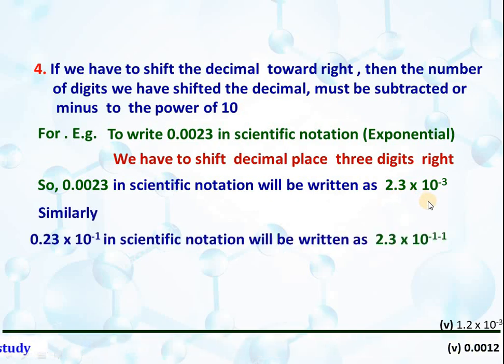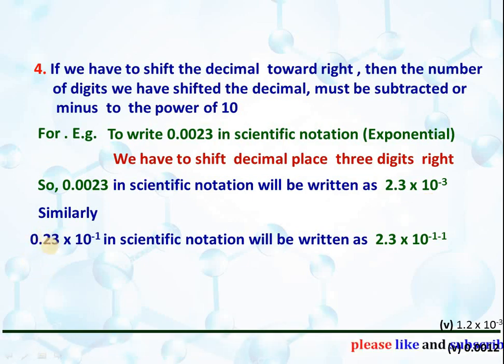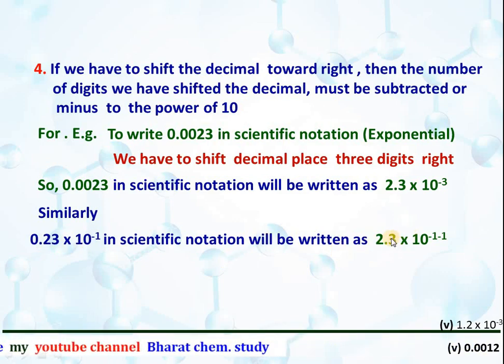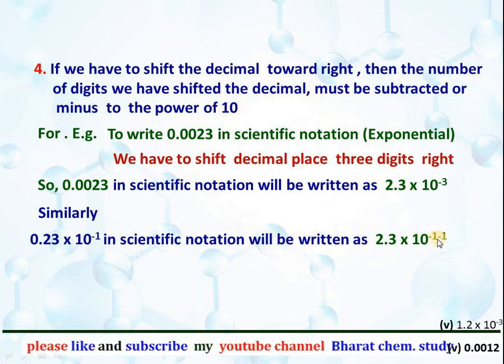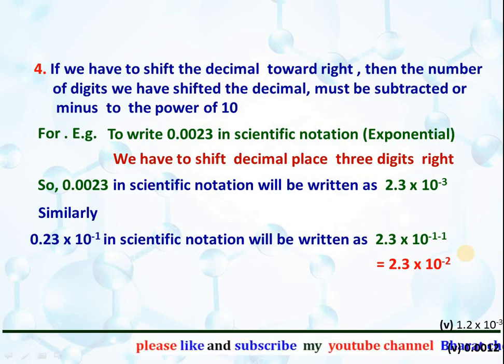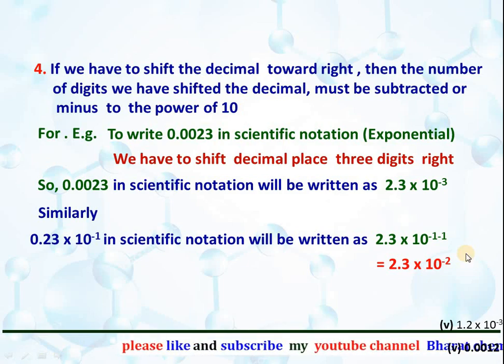Similarly, 0.23 into 10 to the power minus 1 in scientific notation will be written as, here again we have to shift the decimal 1 digit right, so the number of digits must be subtracted from the power of 10. So it becomes 2.3 into 10 to the power minus 1. We are subtracting 1 because we are shifting the decimal towards the right by 1 digit, and the answer becomes 2.3 into 10 to the power minus 2. So this is the way to write a number in scientific notation. That's very important for you, because in future chapters we have to write scientific notation in this way.